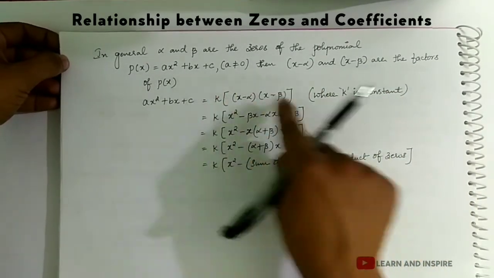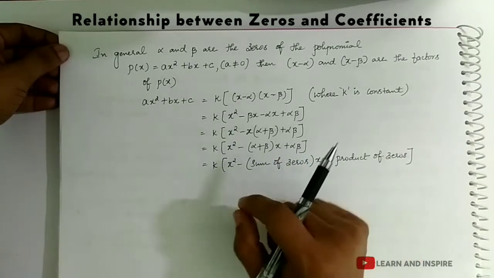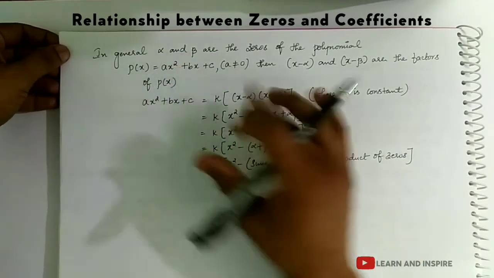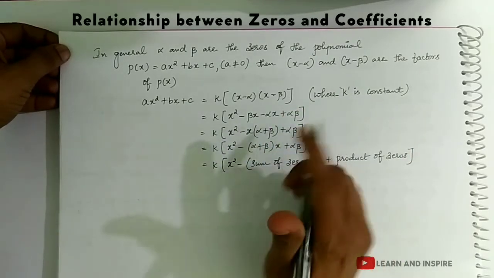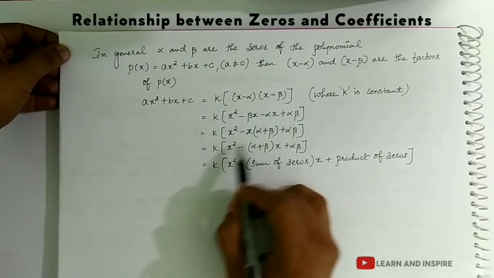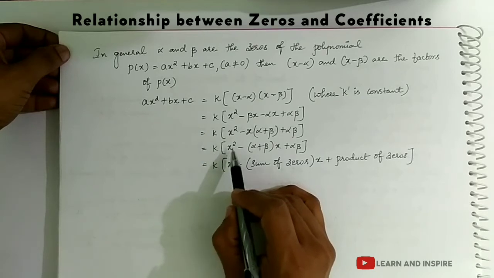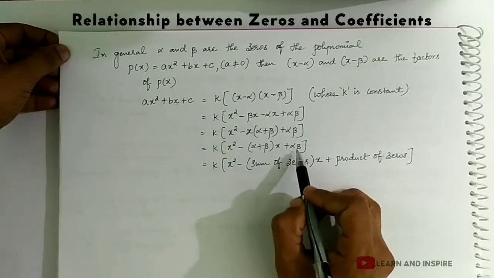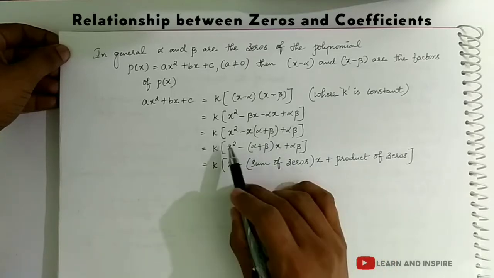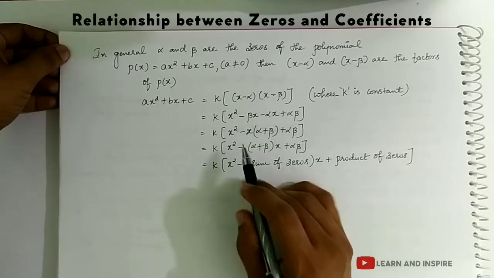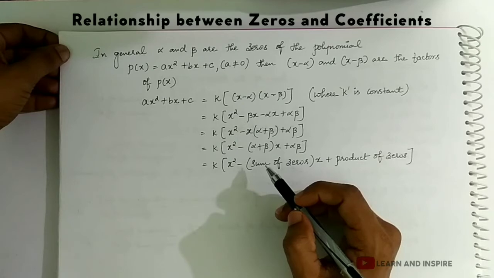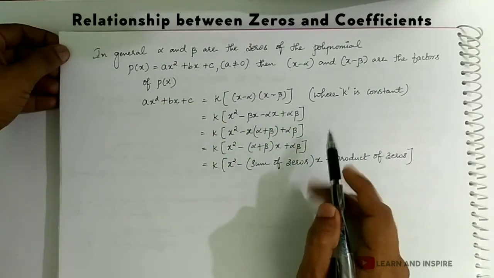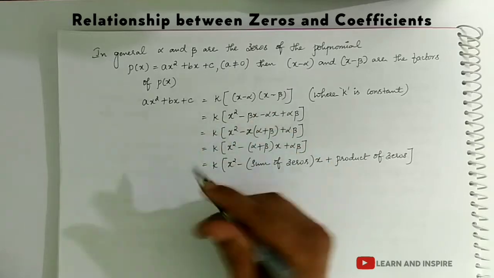Now in this topic, to find a quadratic polynomial if the two zeros are given, how do we find the quadratic polynomial? You have to remember the equation, that is k into x square minus (alpha plus beta) into x plus alpha beta. If you remember this equation, then you can find the quadratic polynomial by using the two zeros of the polynomial. Understood? So this topic is very important.